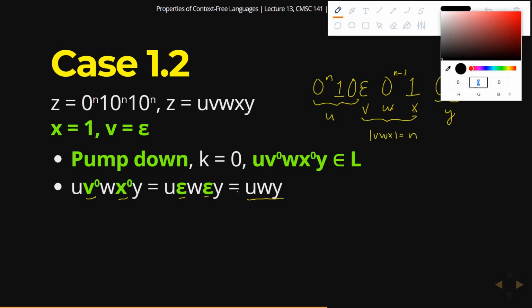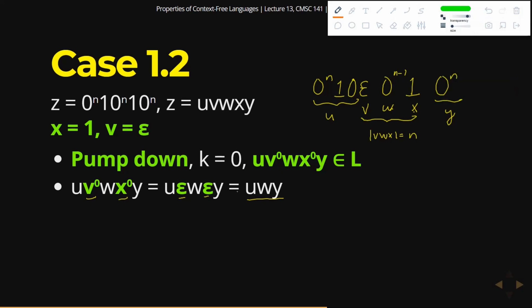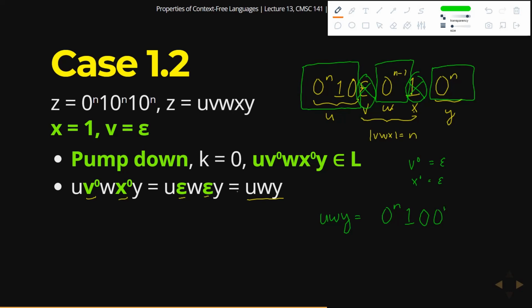If we pump down, what will happen? Okay, so v^0 is epsilon and x^0 is also epsilon. So we will remove the v here, we'll remove this one, and we will also remove the x. So what remained would be this u here, this w here, and this y here. So uwy is actually 0^n, 1, 0, 0^(n-1), and 0^n.